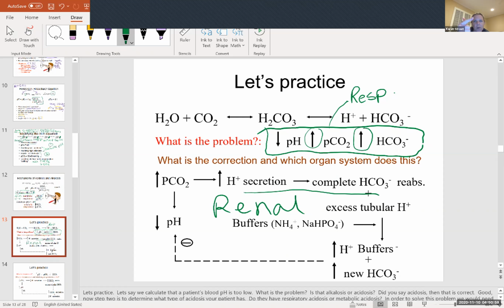Step one, step two. Look at the pH. Is it acidosis or alkalosis? That's step one. Step two, which problem is it? And how do you know? That's where you have to know your normal values. And that's where you look at your patient values. Bicarbonate is too high. CO2 is too high. My patient has low pH. High bicarbonate does not cause a low pH.